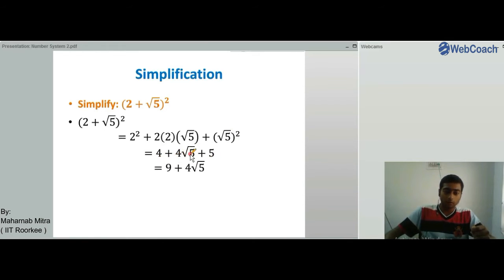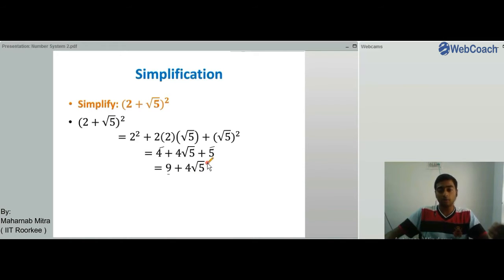Okay, so we are getting here 4 plus 4 square root 5 plus 5, right? And you can see we have two rational numbers here, 4 and 5. Rational numbers can be added together, so we are adding 4 and 5 to get 9. And there are no other numbers with square root of 5 other than 4 square root 5, right?